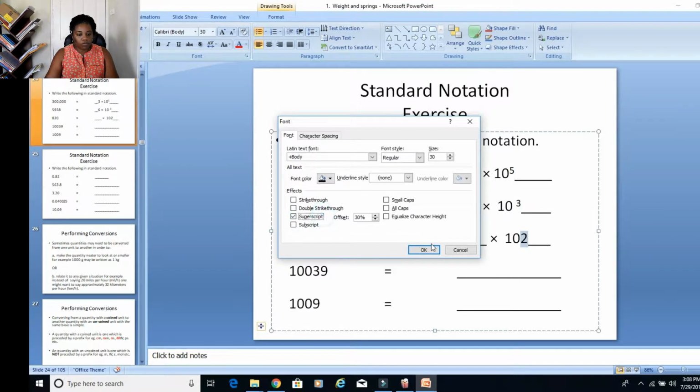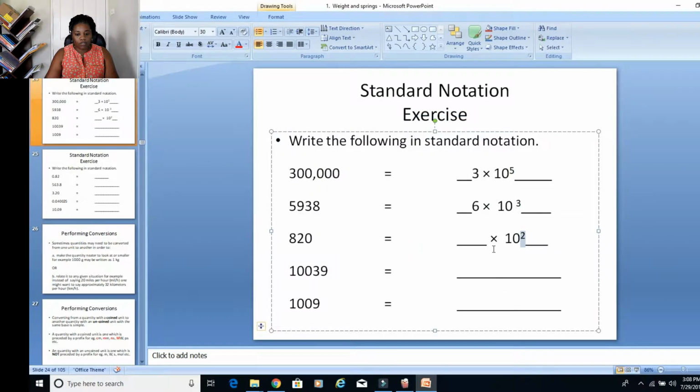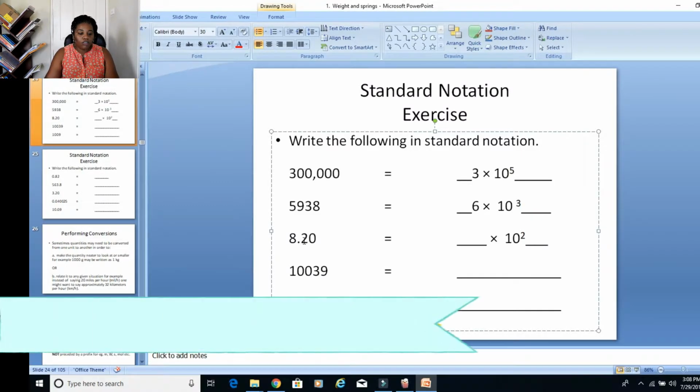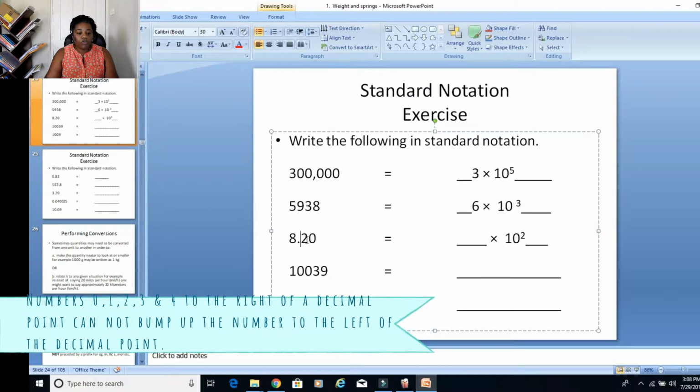Alright, so superscript. Great. And so now, the point was here, and then we move it 1, 2, so the point is now here. Note well the difference. The number here is 2, it's below 5. So this will stay as 8. So we'll just put the whole number 8 right here.